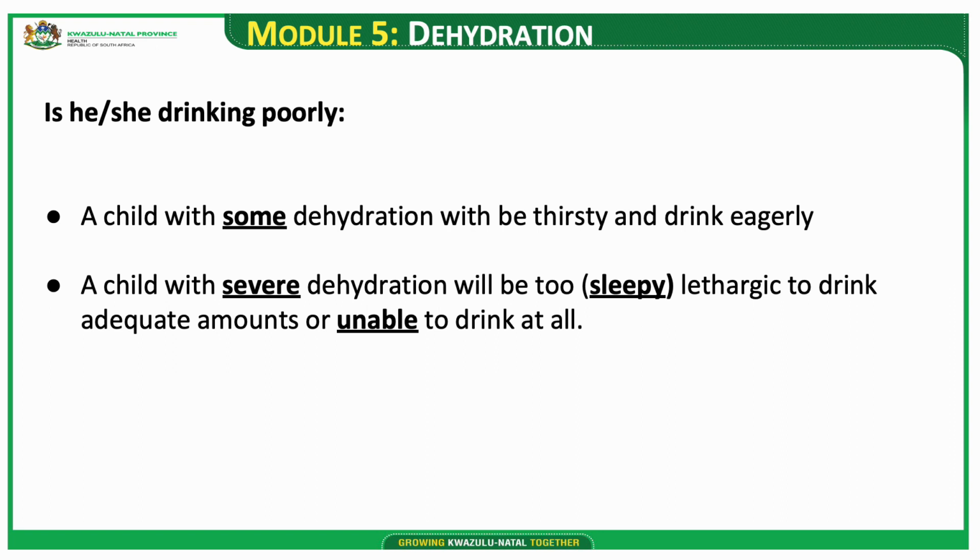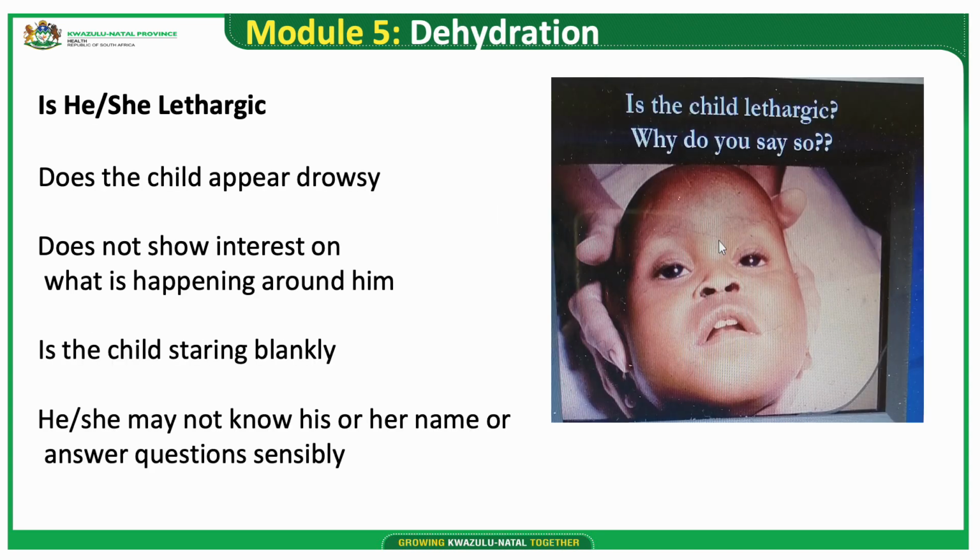So, just to understand the questions that we're asking ourselves, is he or she drinking poorly? A child who has some dehydration will be thirsty and drink eagerly, where a child with severe dehydration will be too sleepy or lethargic to drink adequate amounts, or unable to drink at all. We'll see some of these signs in the videos in a few minutes.